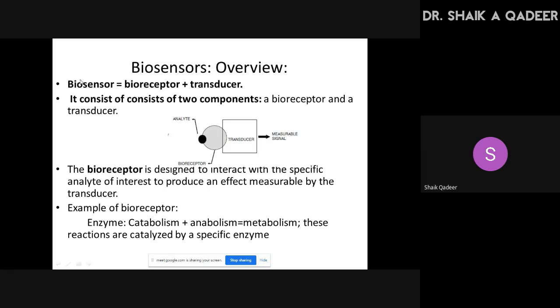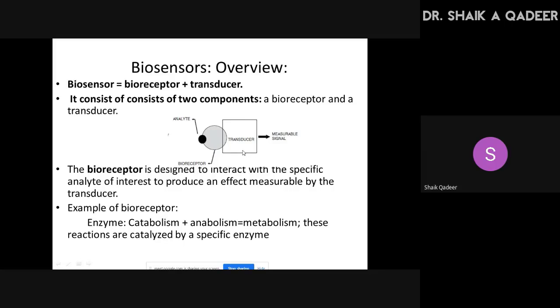The block diagram of a biosensor is on the screen. It consists of basically two parts: a bioreceptor plus a transducer. You see that in the figure. This figure shows the two main important components of a biosensor. The one shown with a big circle and a small ellipse is the part of the bioreceptor, and the one shown with a square shape is the transducer.